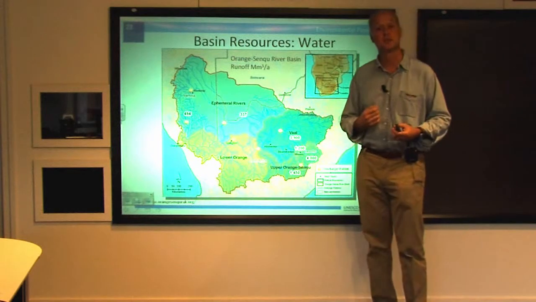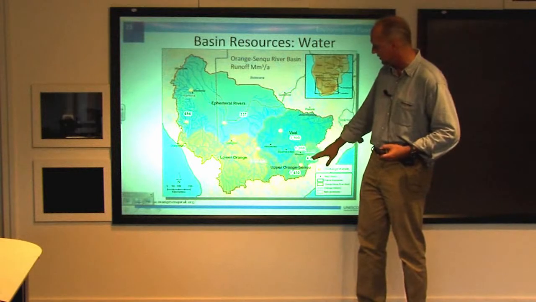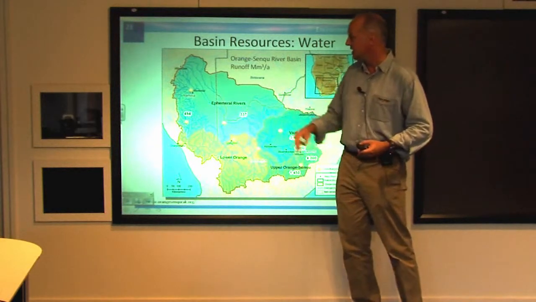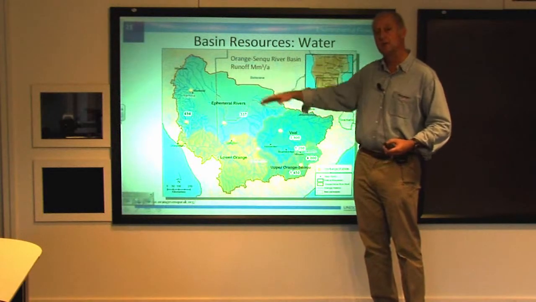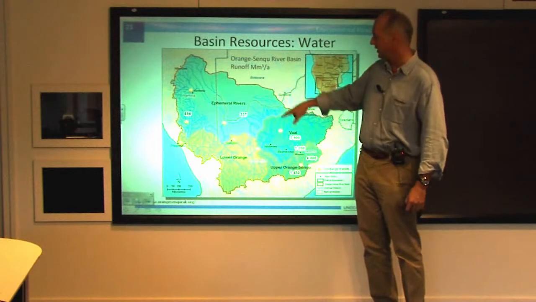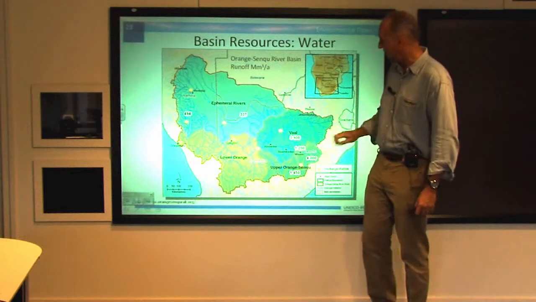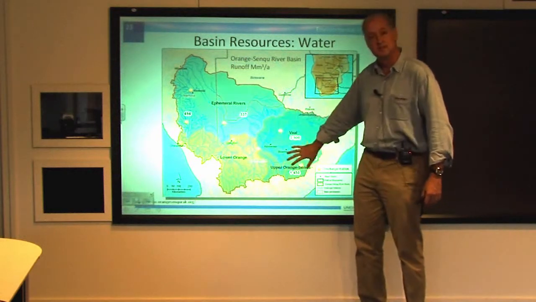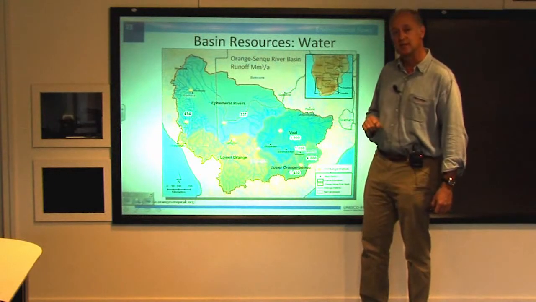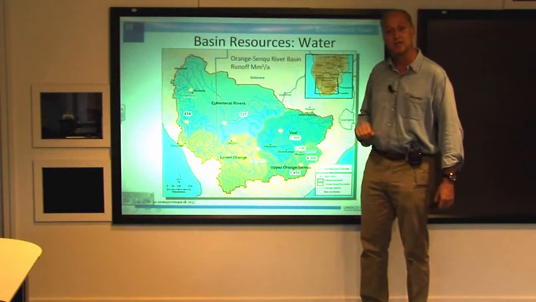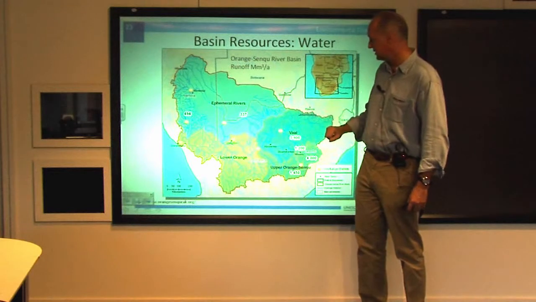Now let's turn our attention to surface water. This is a map of the Orange Senqu that shows, for each of these subcatchments, the amount of annual runoff, the volume of water flowing out of that subcatchment per year in million cubic meters. And we can see that the highest amounts of runoff are coming from the area with the greatest abundance of precipitation. This is also the area where population density is highest. We can see a concentration of demands in this particular area.